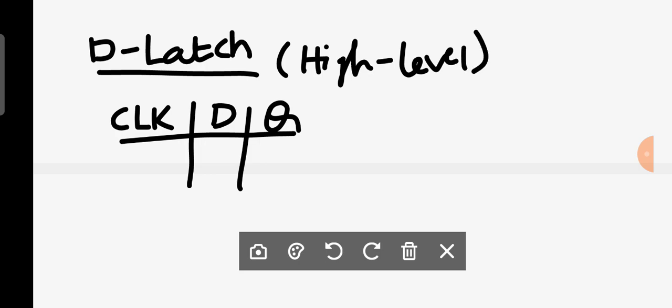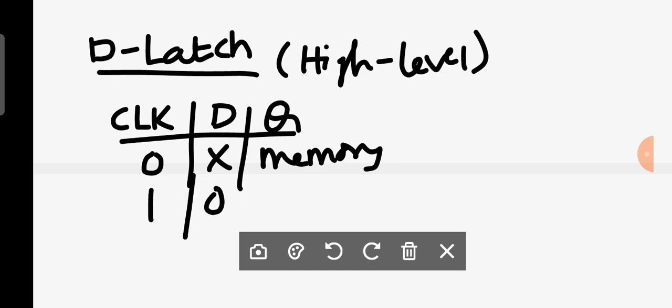If the clock is, let us consider, 0, irrespective of the input, it should act as a memory. I hope that is clear. Now if it is 1, then if D is 0, the output should be 0. If the clock is activated and D is 1, then the output should be 1. Is it clear? Now based on this, let us see here.